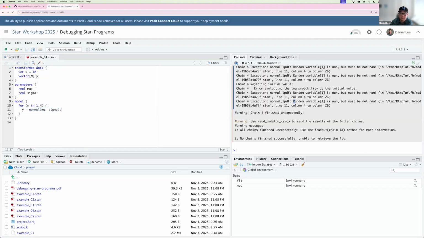What are we seeing here? Random variable 1 is NaN, but must not be NaN. So the random variable, this is given by Stan. So normal LPDF is actually this function call here. We're using normal here, but this is syntactic sugar, and what's happening under the hood looks more like this.